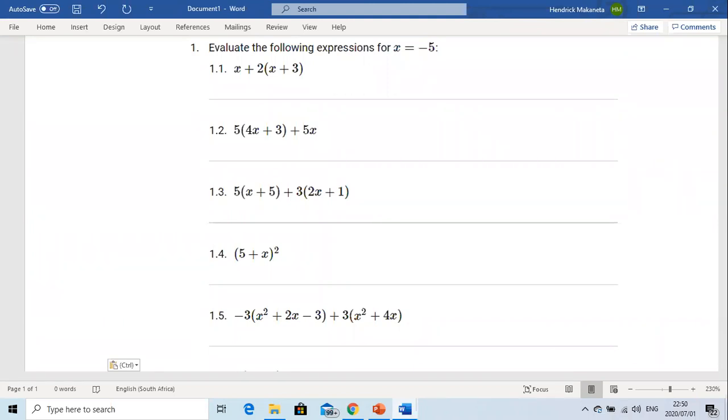Tando got negative 9 for 1.1. Kelly also got negative 9. I assume you said negative 5 plus 3, which is negative 2. Nosipo also got negative 9. So negative 2 times 2 is negative 4. And then remember the other x will be negative 5. So yes, fully agree. The answer will be negative 9.